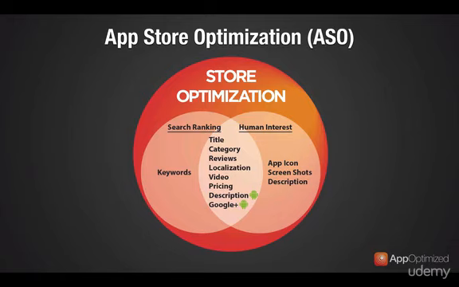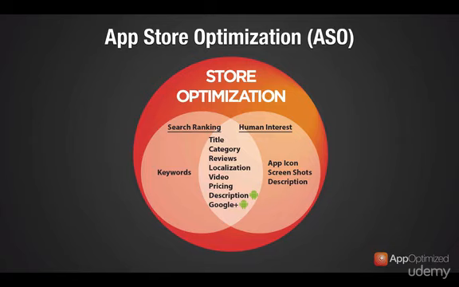And then in the middle of these two, there's certain elements that actually influence both human interest as well as search ranking. And those things are listed in the middle here. And that's the title, the category, the reviews, localization, video, pricing. And the last two are specific to the Google Play Store. And for Android apps, it's the description and Google Plus ratings. And so I'll go into more detail about how those are specific to Google Play in future videos.